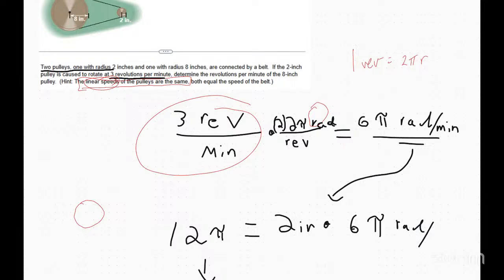Another way to think about it, maybe this is easier: think about it as how much is one revolution, because we're trying to convert it to linear speed. So how many inches is in one revolution? If the radius is 2, then it would be the circumference. So 2 pi times 2, which is 4 pi. So this is 12 pi. And it's not radians per minute, it's inches per minute.